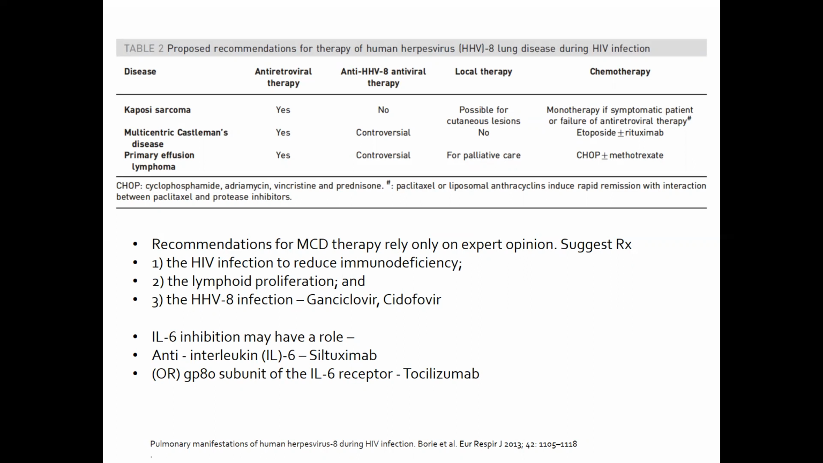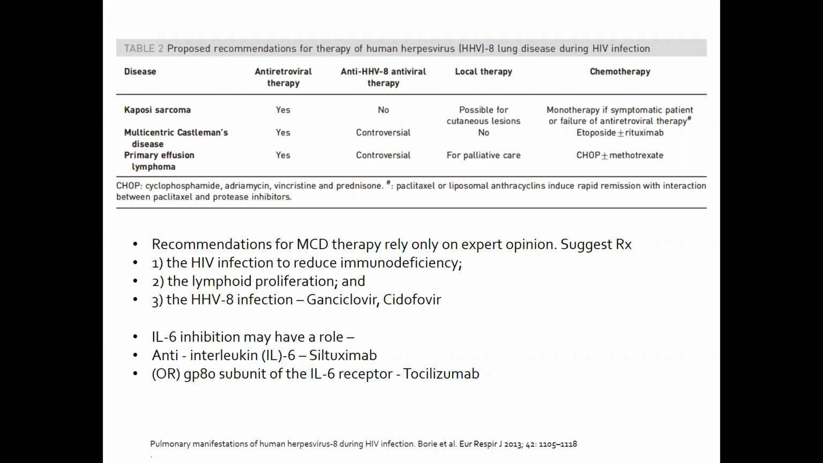Overall, there are no specific recommendations for therapy of Castleman disease, but the treatments are usually threefold. First of all, we treat the HIV infection with antiretroviral therapy. We treat lymphoid proliferation with chemotherapy, and at times there is a role for treating HHV infection with antivirals. But this is for multicentric Castleman's in particular, and that is controversial. So if you look at the second column there, the use of antiviral therapy is not recommended in Kaposi's, but is controversial in multicentric Castleman's.